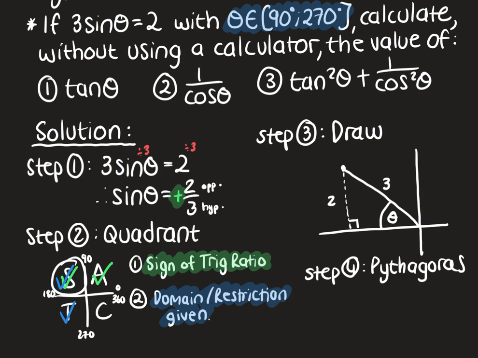So we're going to have to work out our adjacent side. So I'm just going to say here, h squared equals opposite side squared plus adjacent side squared. So my hypotenuse is 3. So 3 squared equals 2 squared plus my adjacent side squared. Running out of space here.